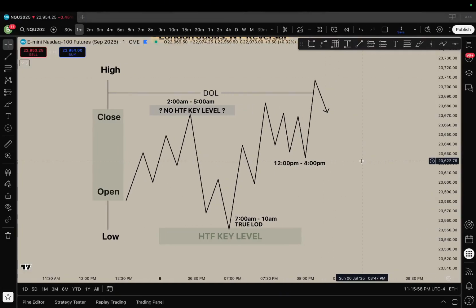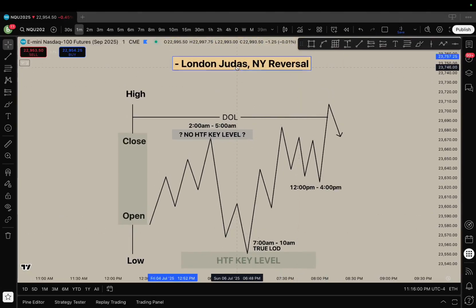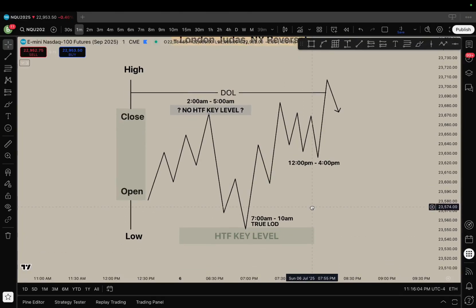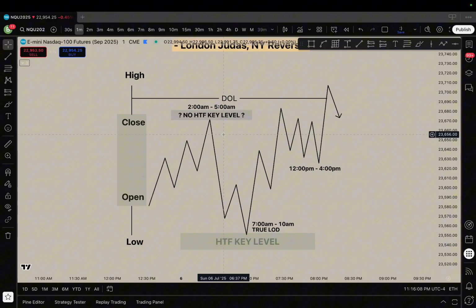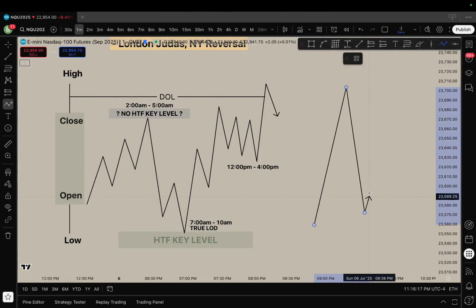But this is just, again, something to be paying attention to, if we have a fake high day or a fake low day, right, or a true high day or a true low day. And here again, we have no higher time frame key level, so this high is not sponsored, okay? And what that could kind of look like is, let's say we have, again, previous day high here. Let's say London session trades out and we don't take out that high, right?